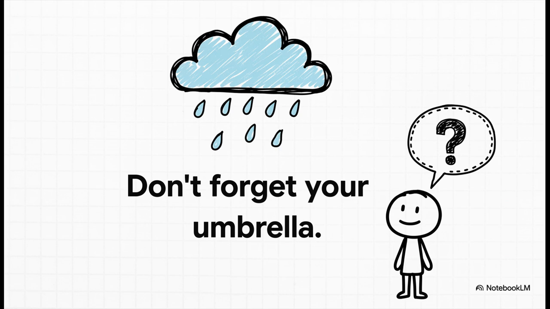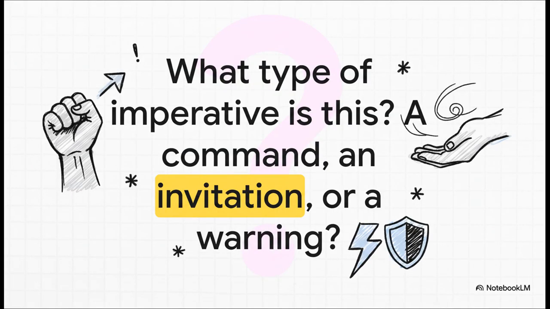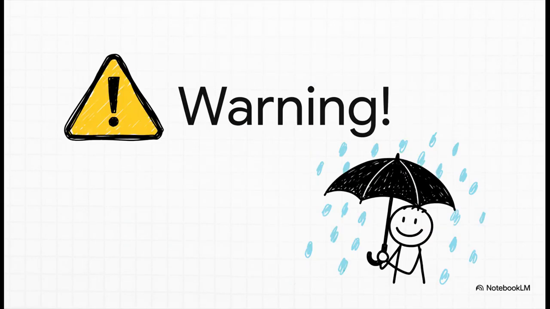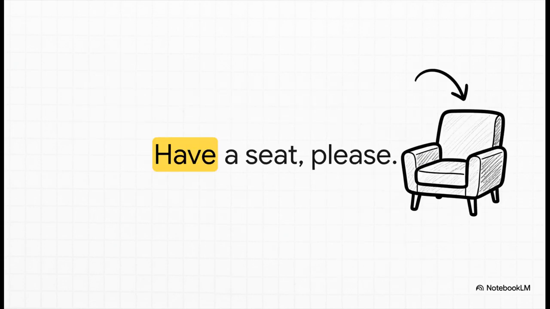Okay, ready? Time to put this to the test. Let's look at our first sentence. Don't forget your umbrella. So have a think about it. What's the function of that sentence? Is it a command, an invitation, or maybe a warning? If you said warning, you got it. It's a helpful reminder to prevent something bad from happening. In this case, getting soaked by the rain. Excellent work. Let's try the next one.